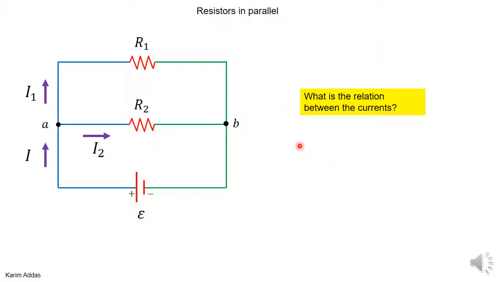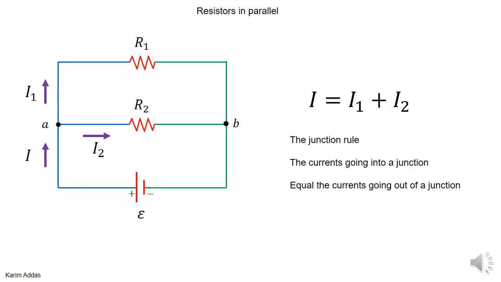Okay, what is the relationship between the currents? If the current going into the junction here is I, and the current going out here is I1, and here it's I2, what's the relationship between these three currents? We know from the junction rule that the current going into the junction is equal to the current going out of the junction. So this is the simple relationship between the currents.